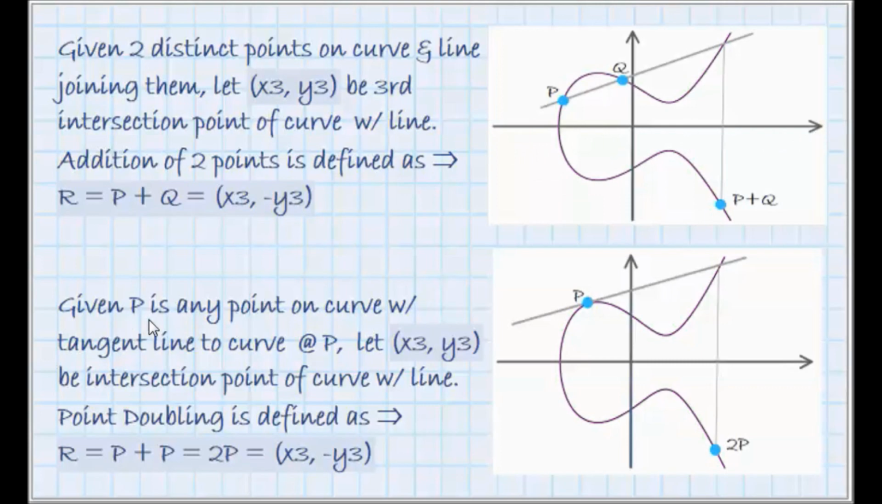And given P is any point on an elliptic curve with the tangent line to the curve at P, let (x3, y3) be the intersection point of the curve with the line. Then point doubling is defined as R = P + P = 2P = (x3, -y3). Same thing, given the symmetry across the x-axis.